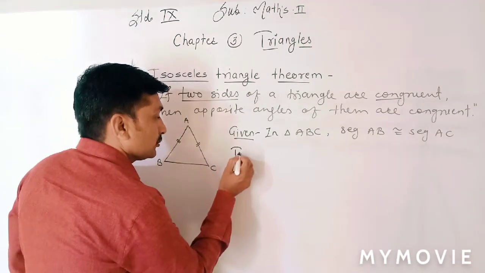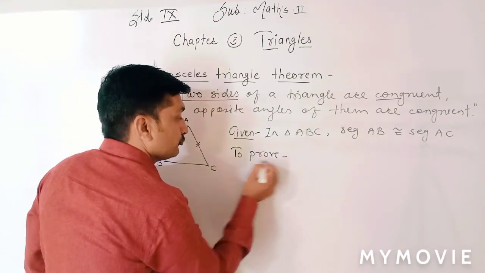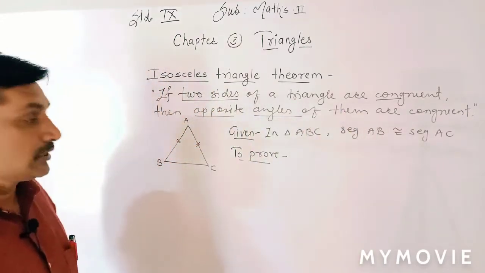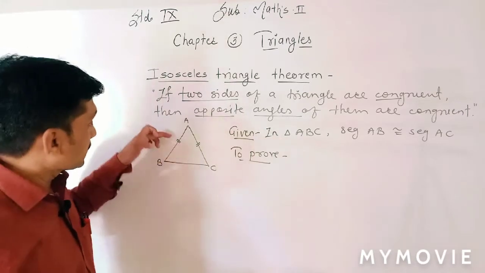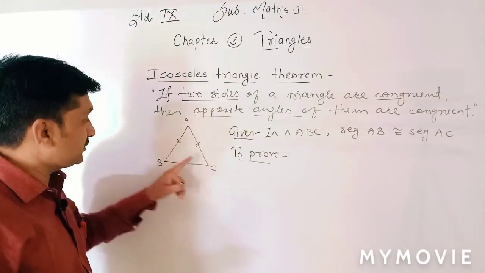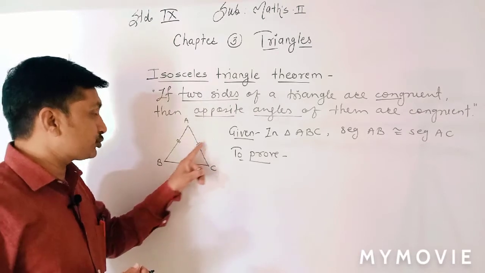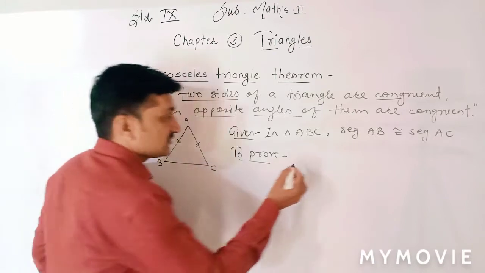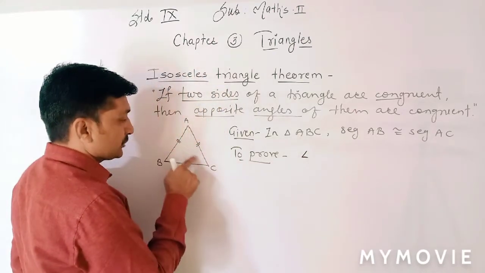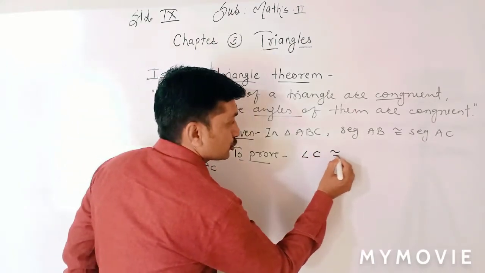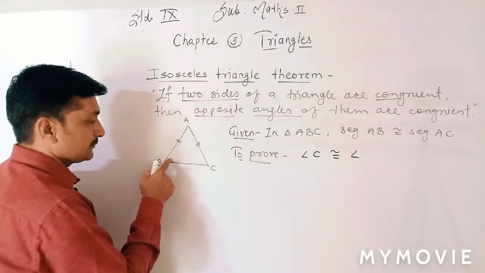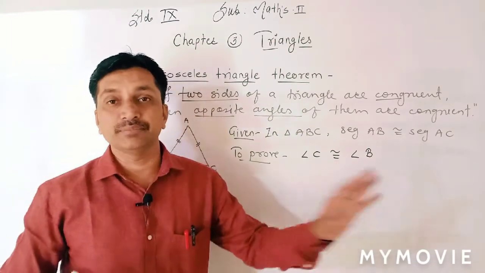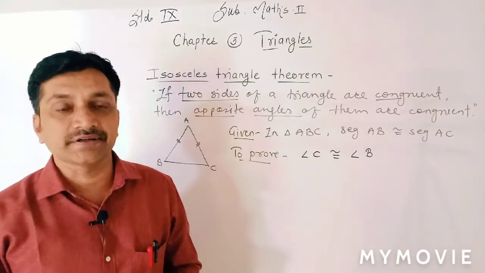Okay, after that, what do we have to prove? We have to prove the opposite angles of them are also congruent. Which angle is opposite to AB? Angle C. Which angle is opposite to AC? Angle B. Means we have to show angle B congruent to angle C, the opposite angles of the congruent sides.